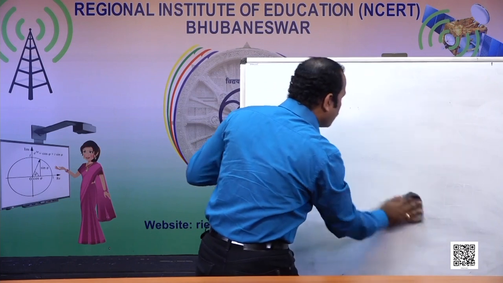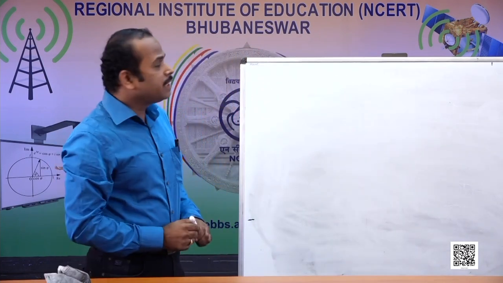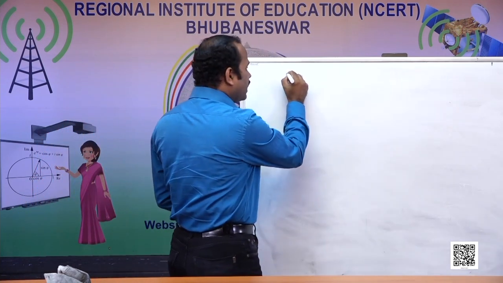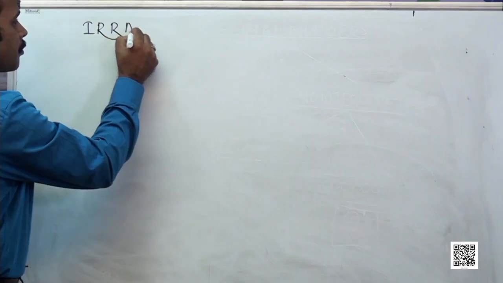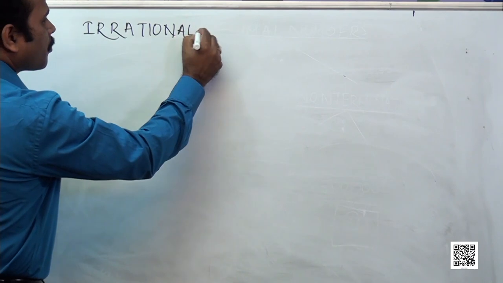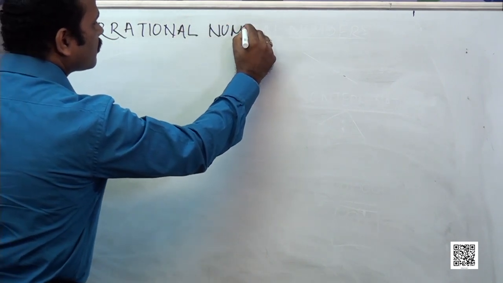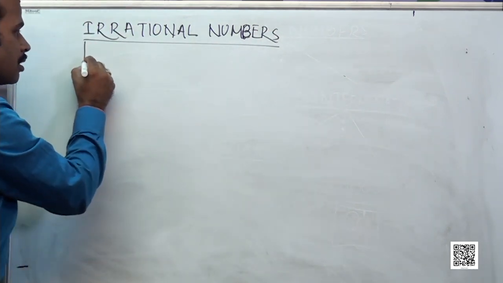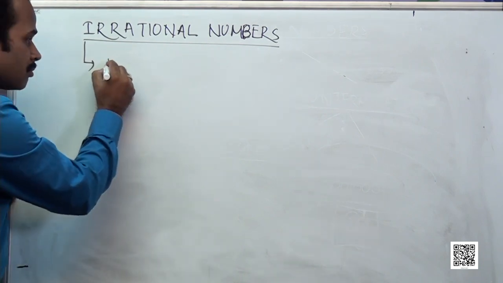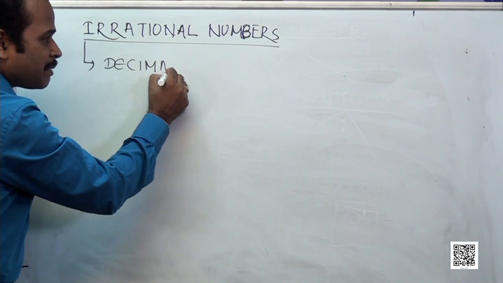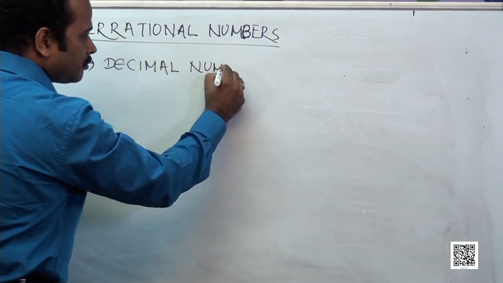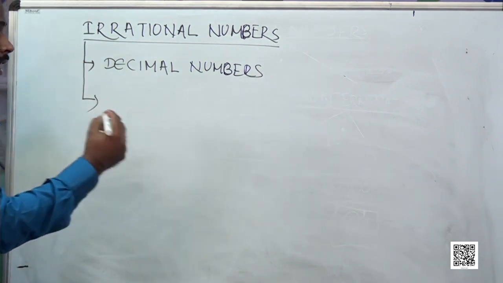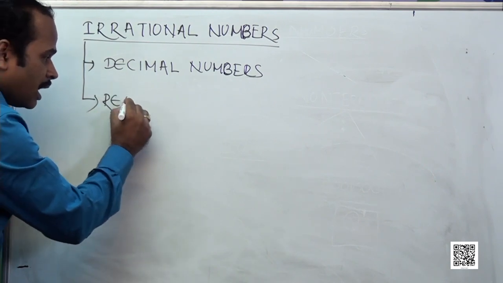These irrational numbers we can write in three different ways. For example, we can write these irrational numbers first in decimal expression, as decimal numbers, or I can write in real algebraic expressions. It is called real algebraic expression.